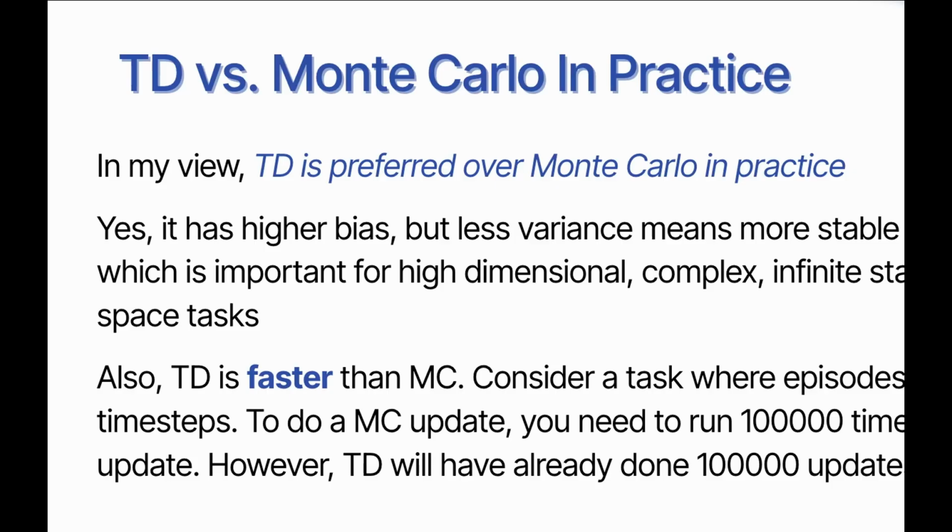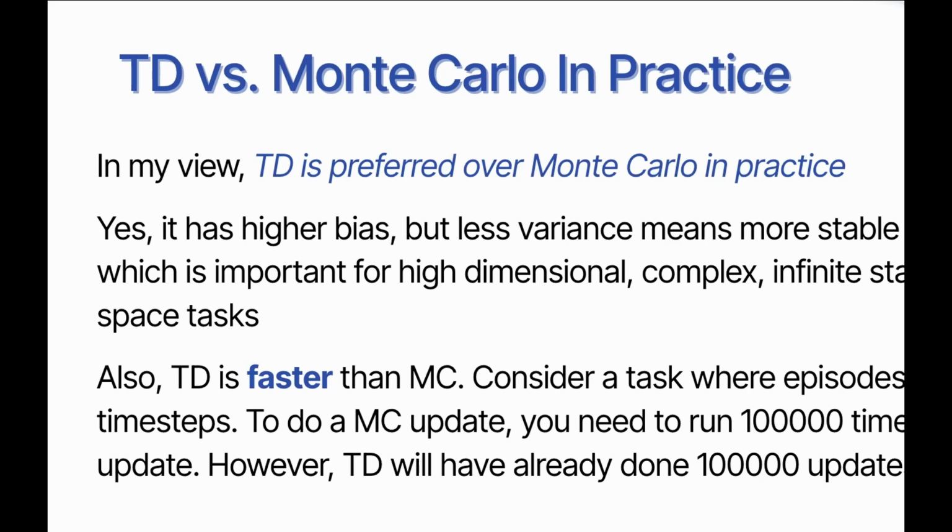For most RL tasks, which are high dimensional, very complex, and have infinite state action spaces, convergence is nowhere near guaranteed. It's a very hard thing to converge. It's very hard to train an RL agent for those tasks. So you want the training to be as stable as possible. And the way to do that is to use temporal difference learning because there's less variance.